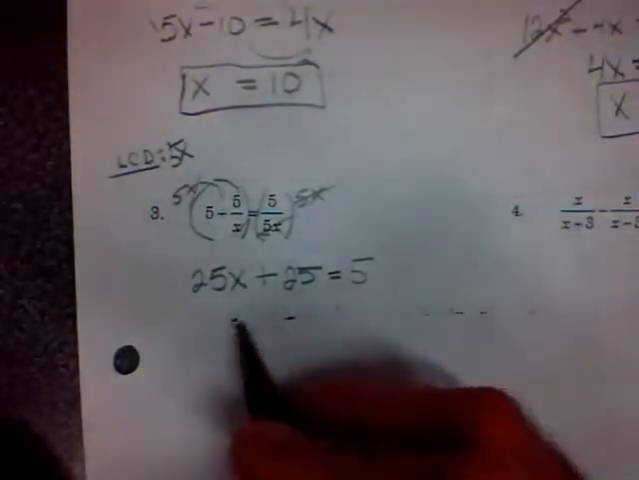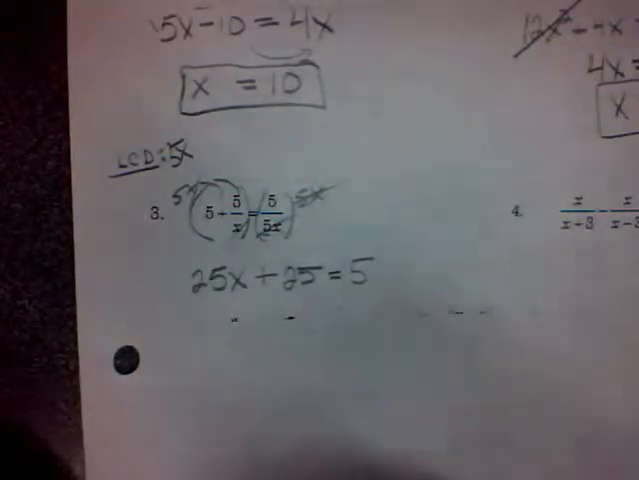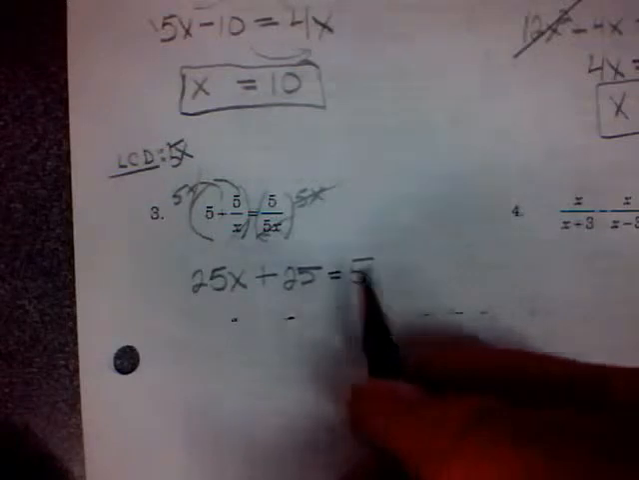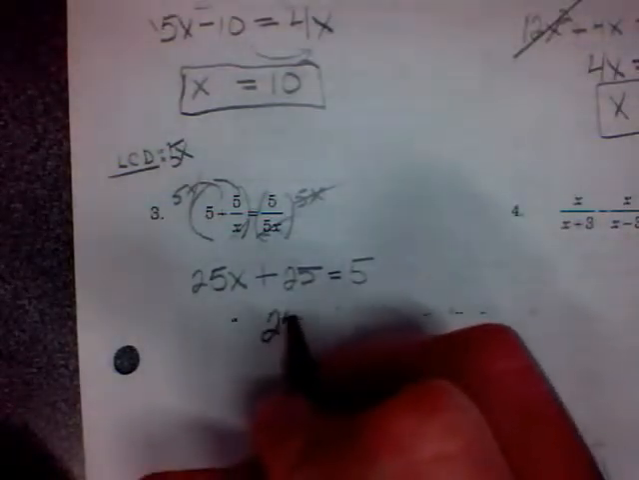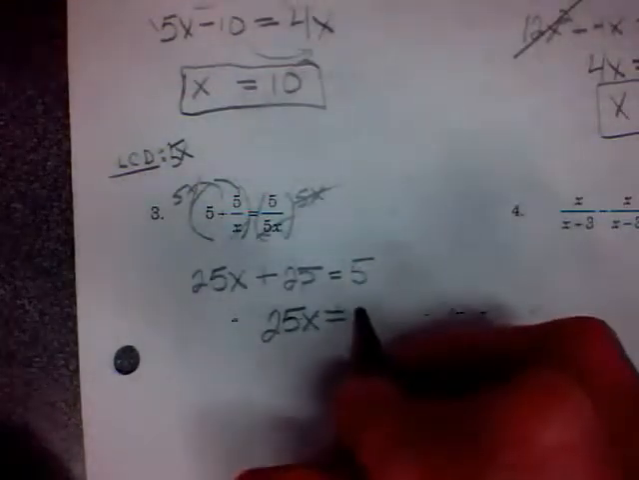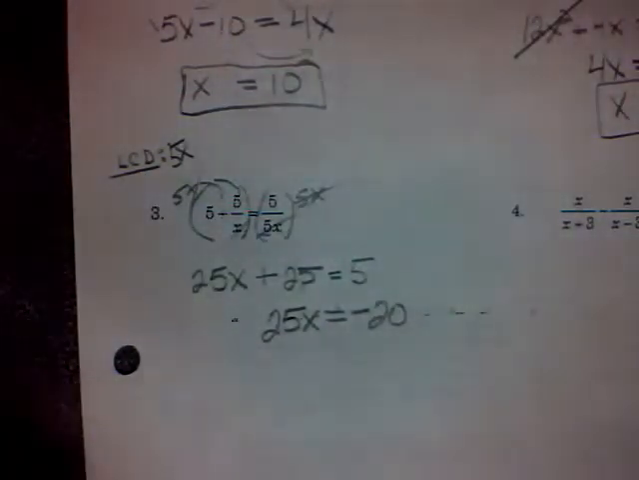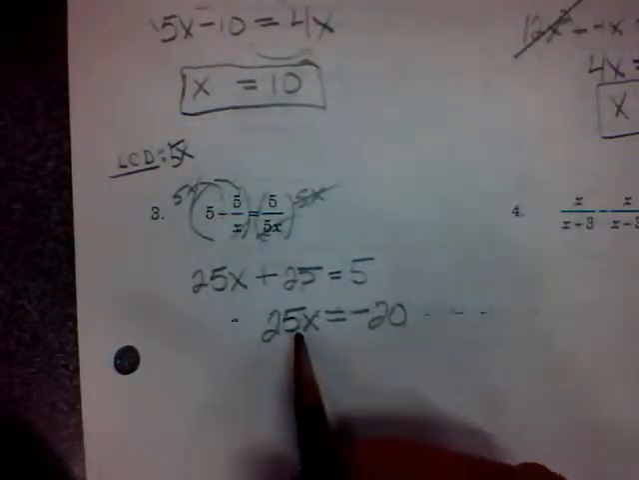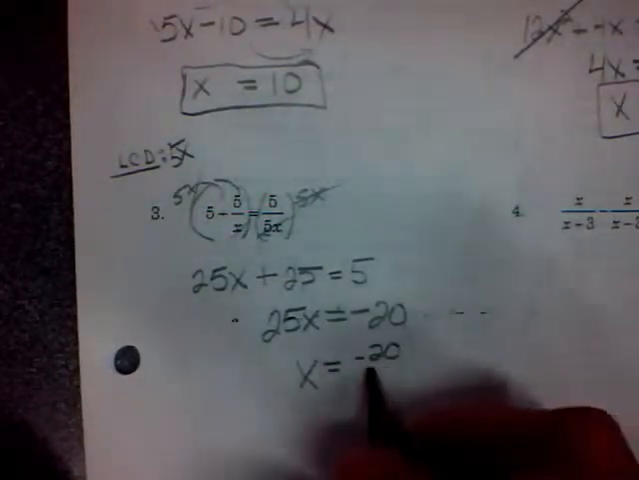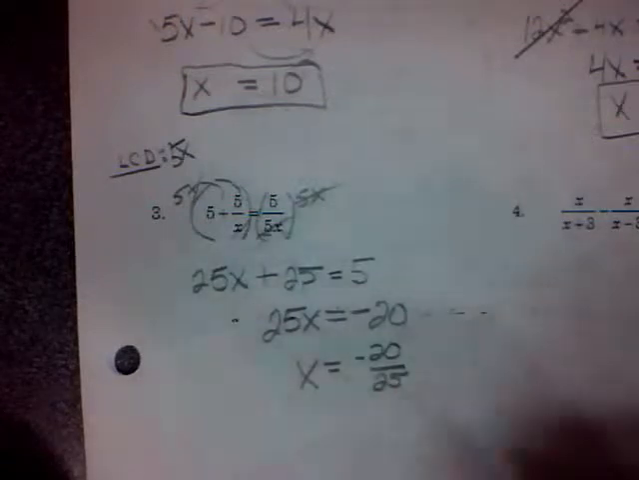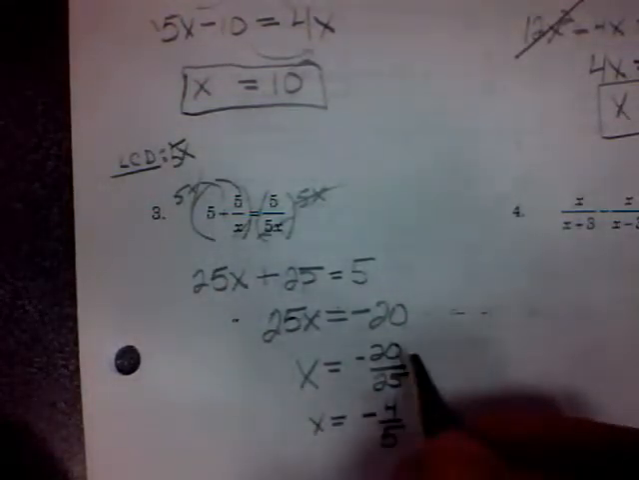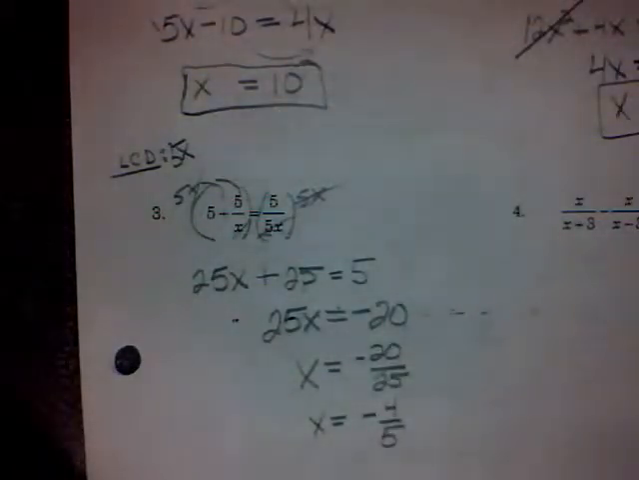Okay, so then here we have an algebra 1 problem. We just need to get x by itself, so we need to bring the 25 over. So this gets you 25x equals, subtract 25 from 5, and you get negative 20. And then we divide both sides by the 25 to get x by itself. So x equals negative 20 over 25, which is negative 4/5. So if you take the factor of 5 out of both of those.